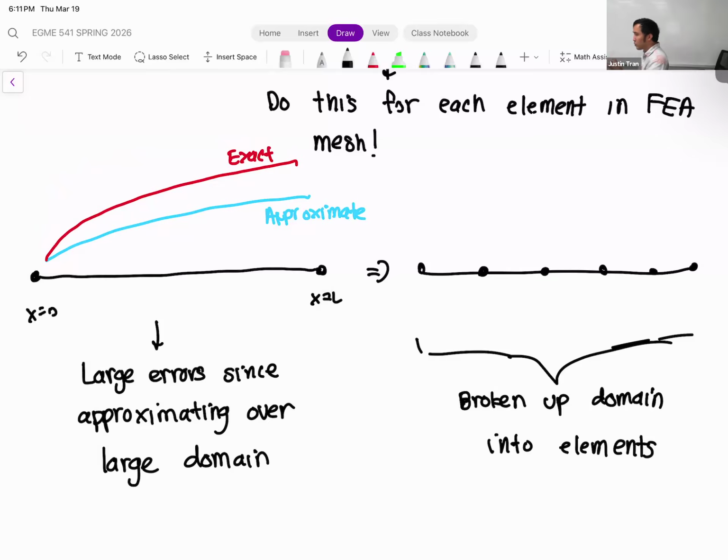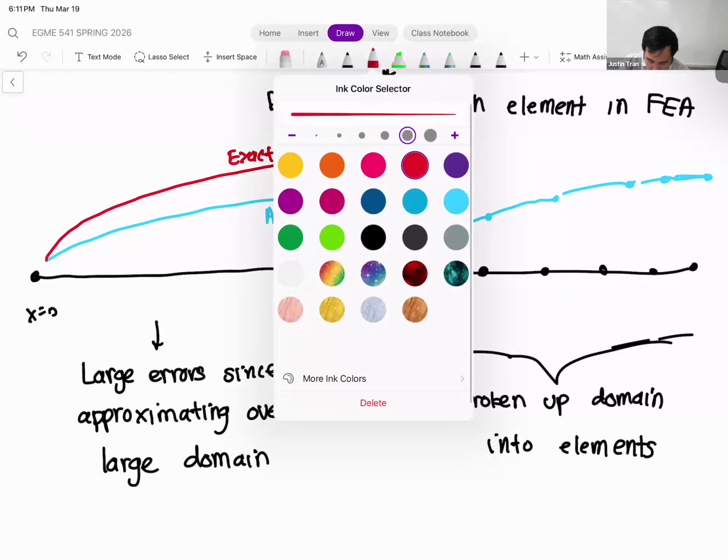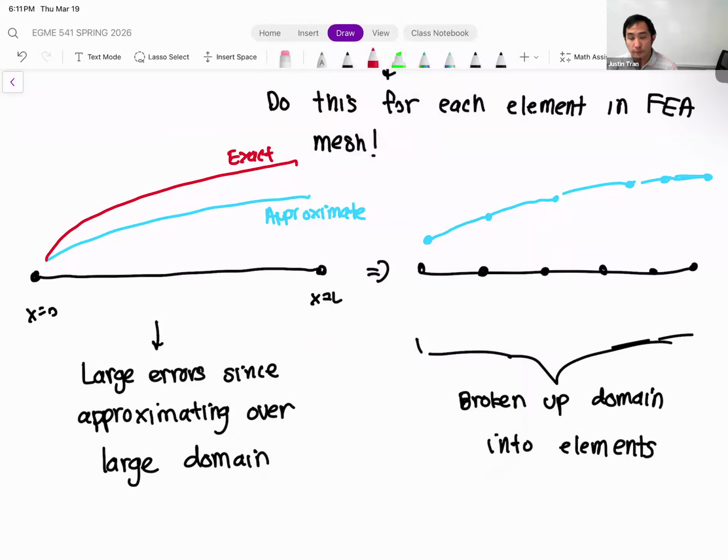And then on each of the elements, we're going to solve for a separate approximate solution with slightly different conditions. Right. And so on each of these, we're going to solve for an approximate solution. So it may look something like this, right? Now our approximate solution is kind of piecewise across each of the elements. And the idea is that by doing so, and by hopefully discretizing enough, by making our mesh fine enough, we approach the exact solution much more closely. So, you may get a situation that looks like this.